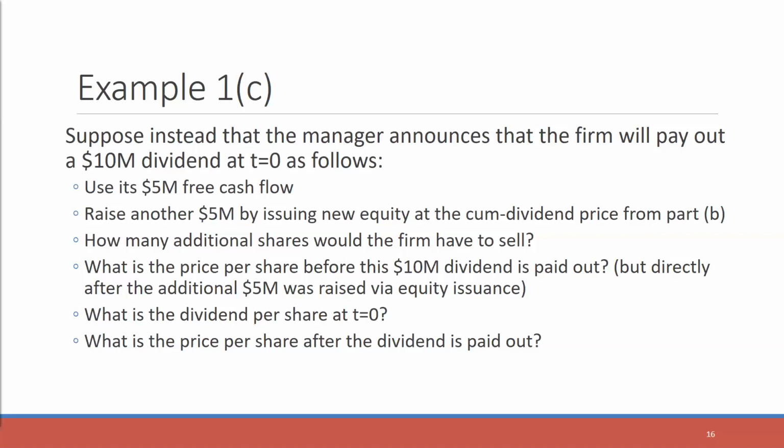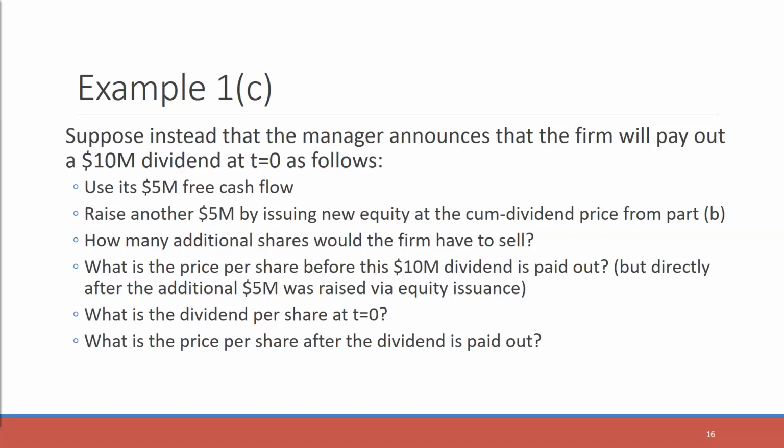Okay, we know that the firm is worth 55 million. Where did that number come from? That was the 5 million in free cash flow plus the present value of the perpetuity, the 5 million divided by 10%. Together, that was 55 million. Now the firm has raised an additional 5 million via this equity issuance. So the value of the firm is now that 55 million plus an additional 5 million. So the firm is valued at 60 million.